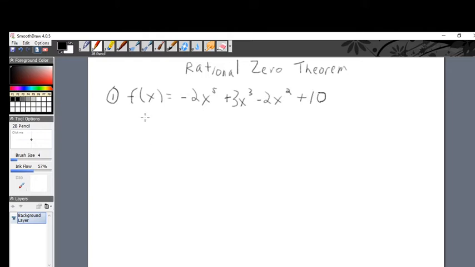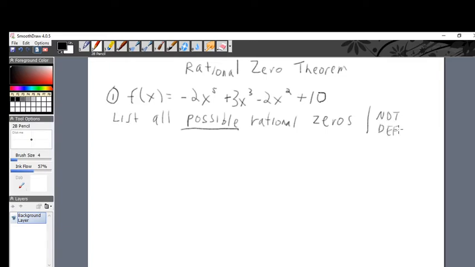Okay, so now here's what it says on your paper. List all possible rational zeros. All possible rational zeros. Okay, so the list is possible. It doesn't mean that we're definitely going to get the zeros, but on this list, if they exist, it's going to be on this list. We're not definitely finding zeros.